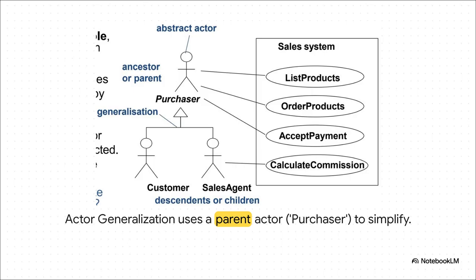We've introduced a new, more abstract actor called purchaser. We connect that actor to all the shared use cases. Then, our more specific actors, the customer and sales agent, simply inherit from purchaser. You see that arrow at the hollow tip? That's the generalization relationship. Instantly, the diagram is cleaner, simpler, and much easier to understand.